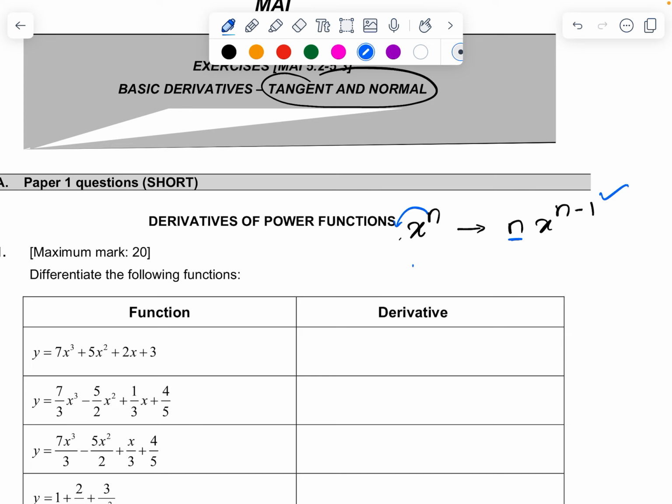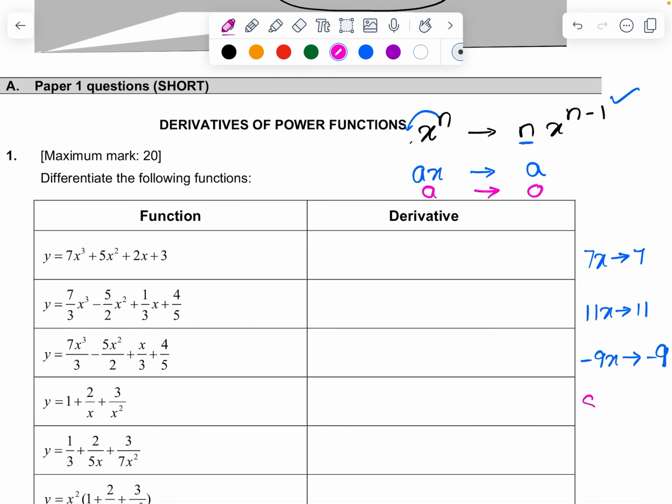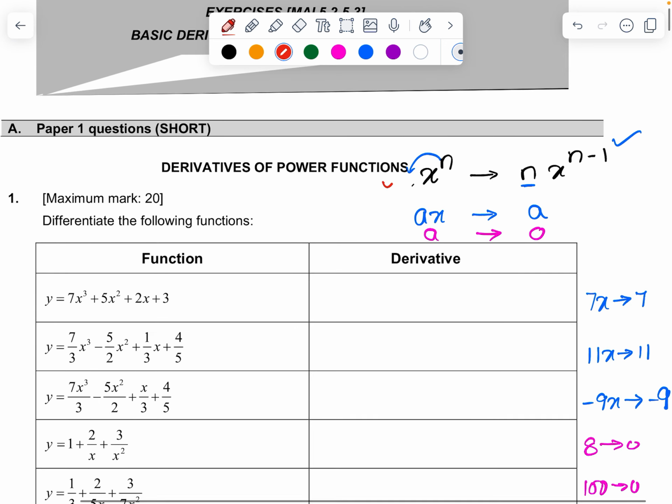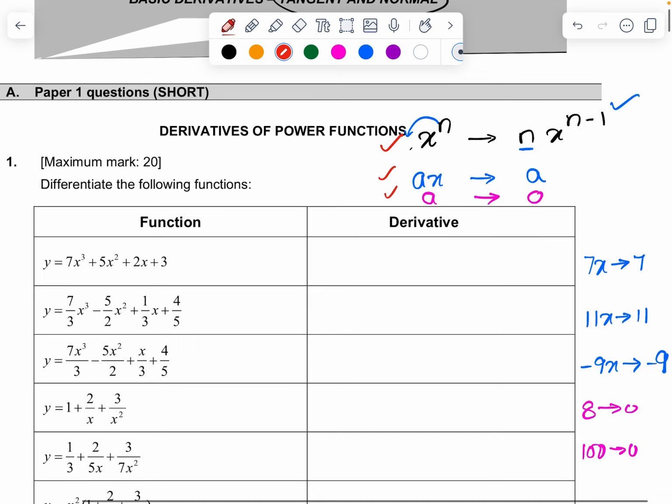Apart from that, what other formulas do we use? The derivative of ax is going to be a. What does that mean? If I have 7x, the derivative of 7x is 7. If I have 11x, the derivative of 11x is 11. If I have minus 9x, the derivative of negative 9x is negative 9. And finally, one more formula: the derivative of a constant is going to be 0. This means the derivative of 8 is 0, and the derivative of 100 is 0. These are the basic formulas that we are going to use in this worksheet as of now.